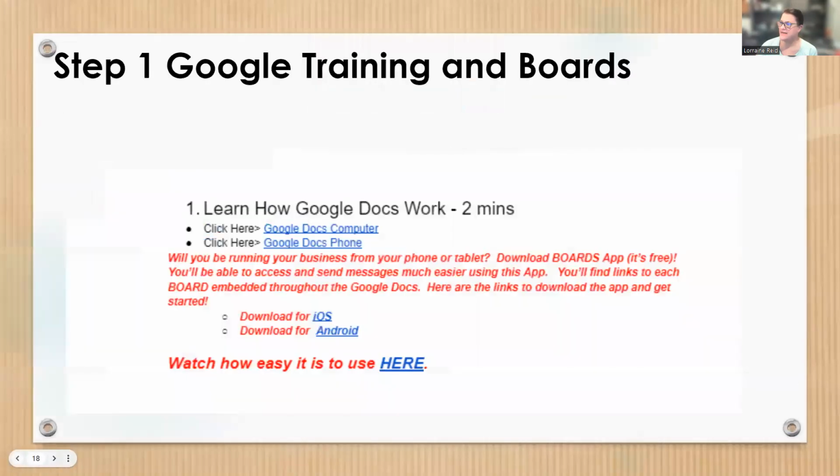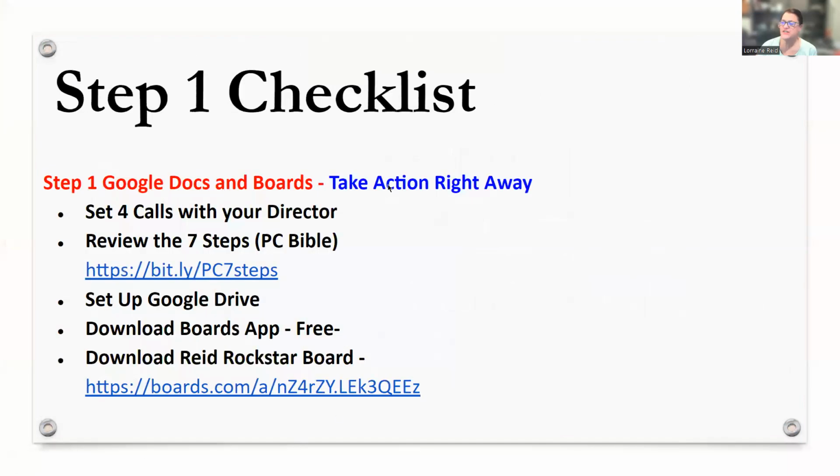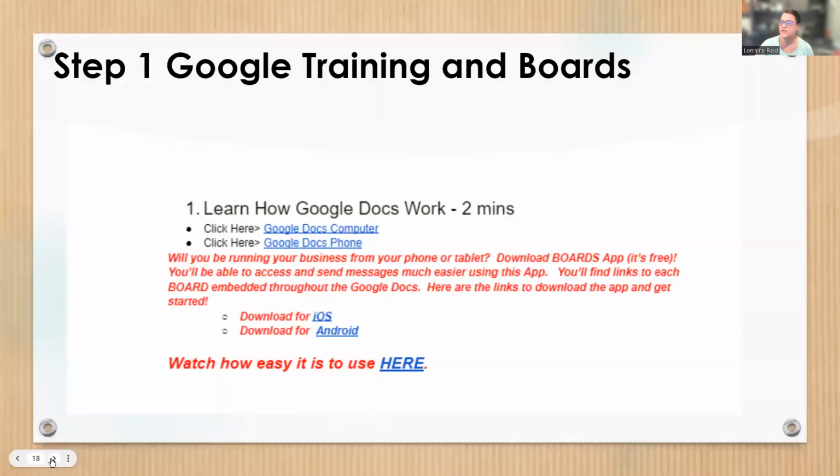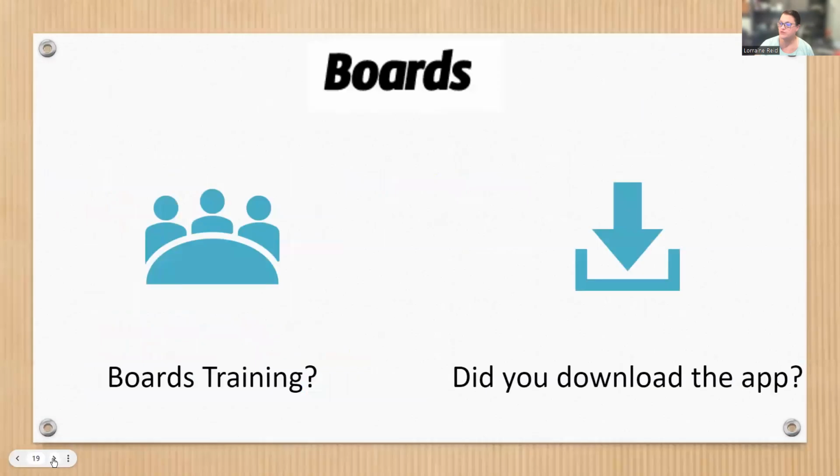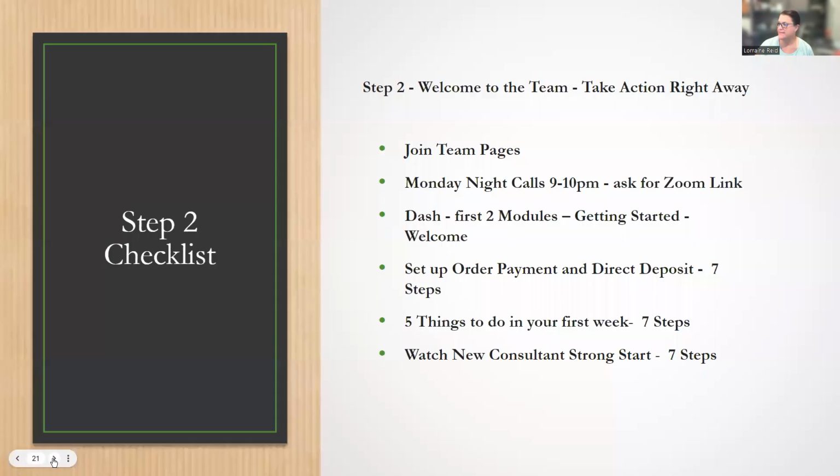And just to give you an example, this is what the checklist looks like blown up. So as you go through step 1, you can say, okay, yeah, I've done Google Docs. I've set up my 4 calls with my director. I have the 7 steps. I have my Google Drive set up. I have the boards. I have the Read Rockstar boards. And that way, you know, you're not missing anything. And those are the integral pieces: the Google Drive docs, as well as the boards and the 7 steps.